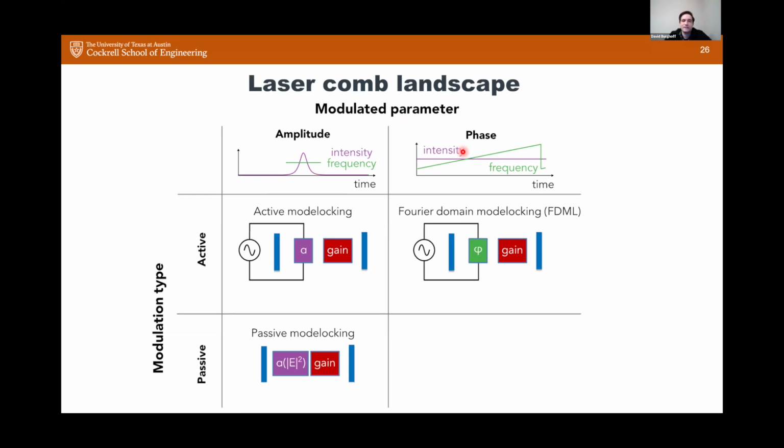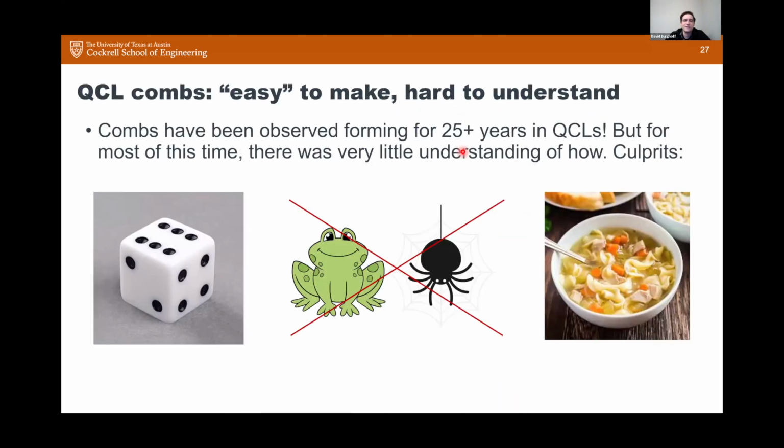But unfortunately, it's been known for a long time that QCLs are very difficult to mode lock. They have a short T1. And also, FDML is somewhat limited on chip. So then the question is, what are these comb states that people observe in QCLs? It turns out that while they're relatively easy to make and have actually been observed in some sense for 25 years, the understanding has come much more slowly.